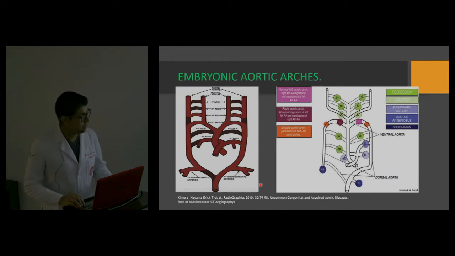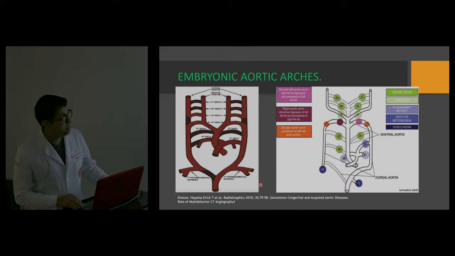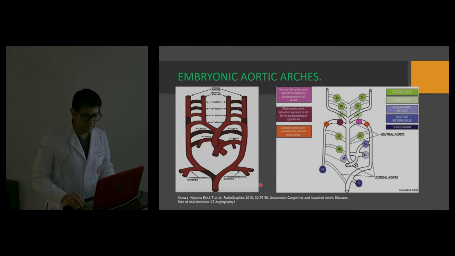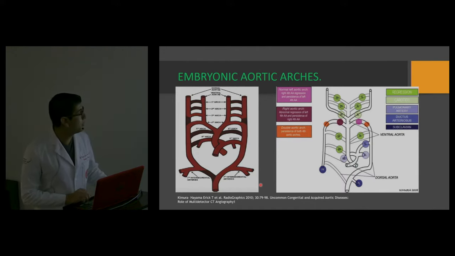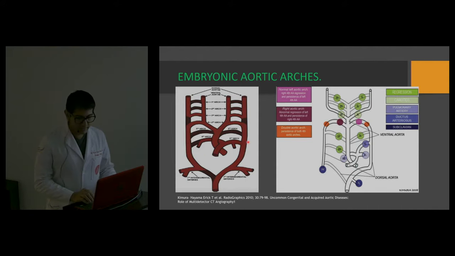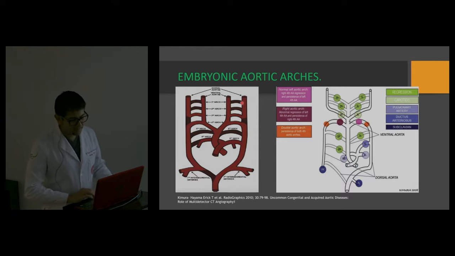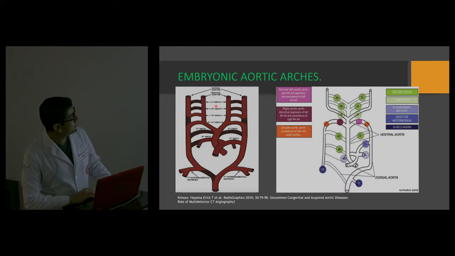Okay, and before we start talking about congenital anomalies of the aorta, we have to remember the embryology. Okay, here we have a schematic figure depicting the embryology of aortic arches and branches. Six pairs of primitive aortic arches develop between the ventral and dorsal aorta. Darker areas represent segments that normally involute.